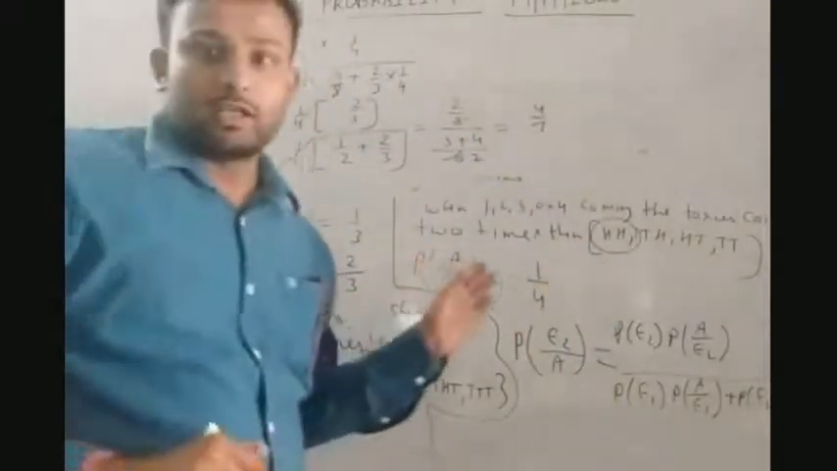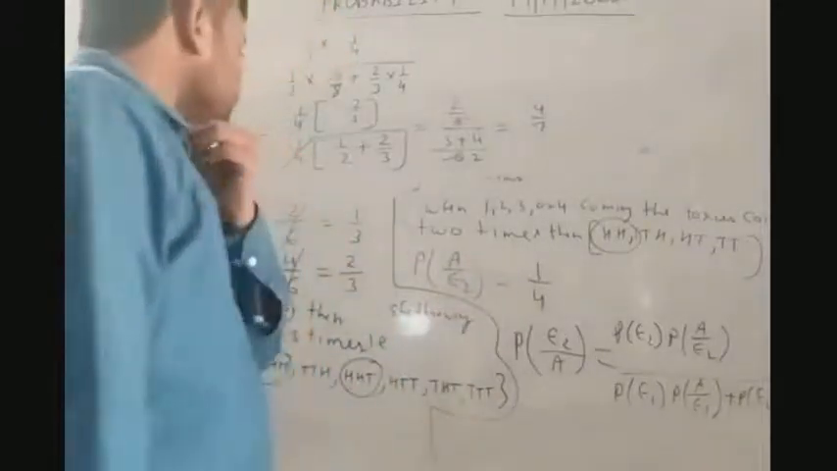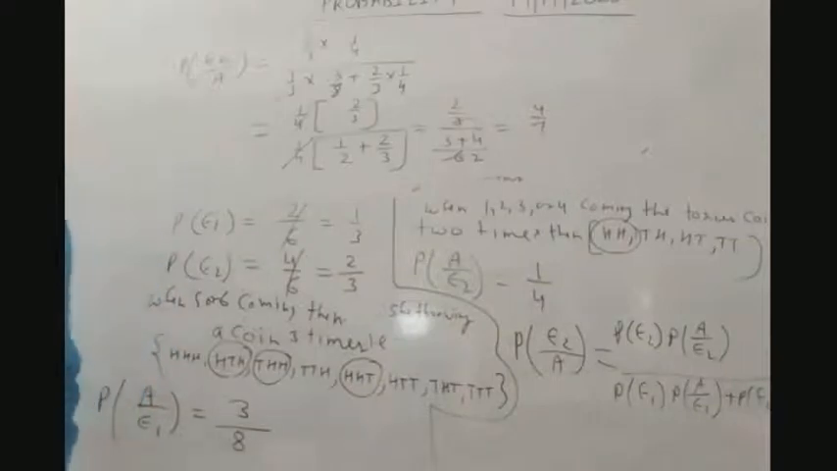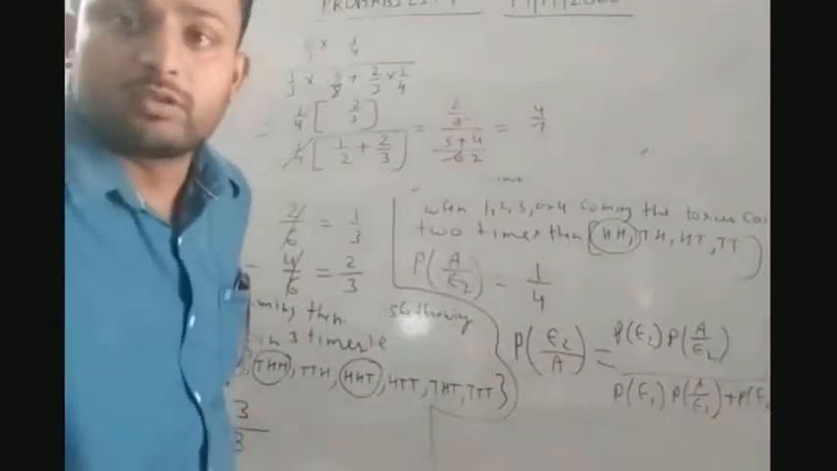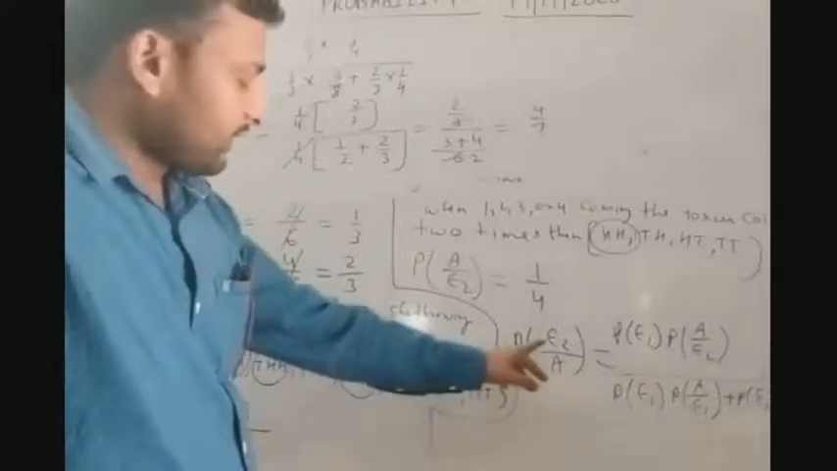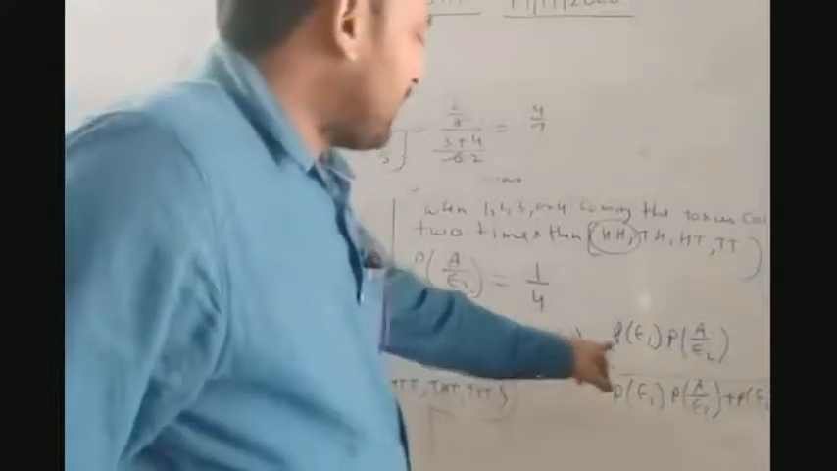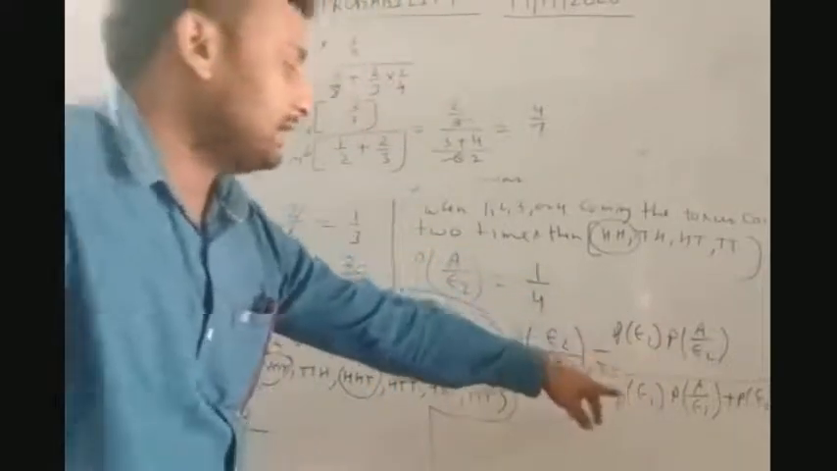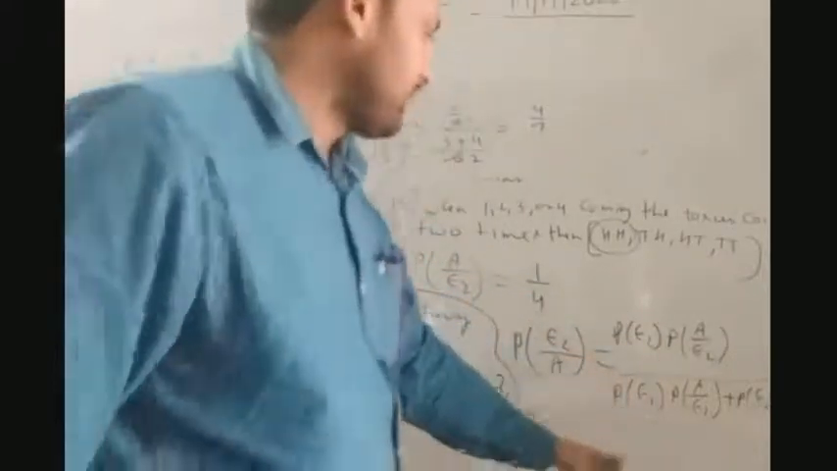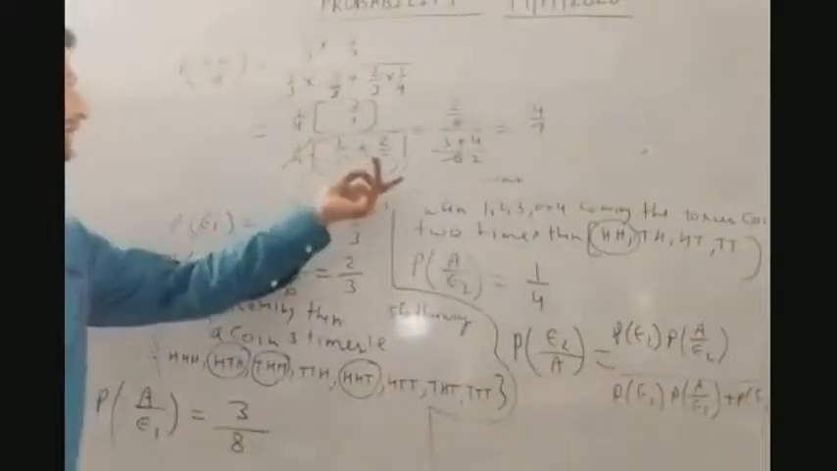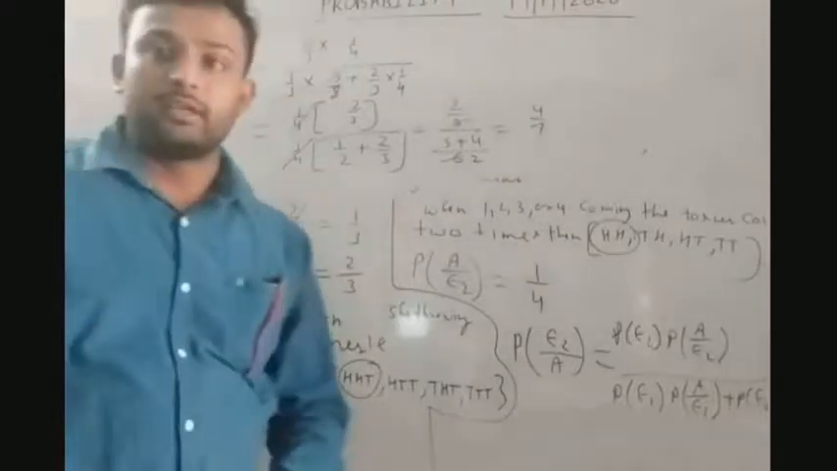Now this is our required result, which we had to find from the information given in the question. So after putting in the values of the probability of E2, the probability of A by E2, the probability of E1, and the probability of A by E1, we get our result, which is 4 by 7. So it will be our probability.